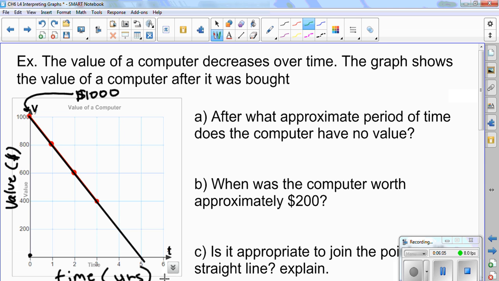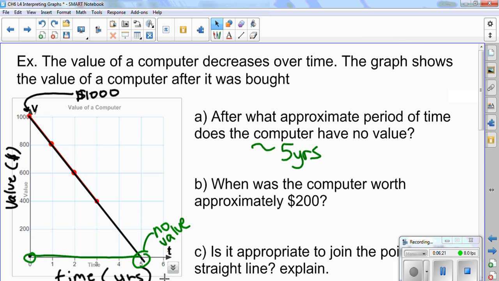After what approximate time does the computer have no value? Well, this is where it has no value, right? Because if we trace back, this is a value of 0. So that's after approximately 5 years. And that sounds about right. That sounds like a reasonable answer. After about 5 years, if you go to turn around and sell your computer, you're probably not going to get much for it. If you get 50 bucks, that's probably a good deal.